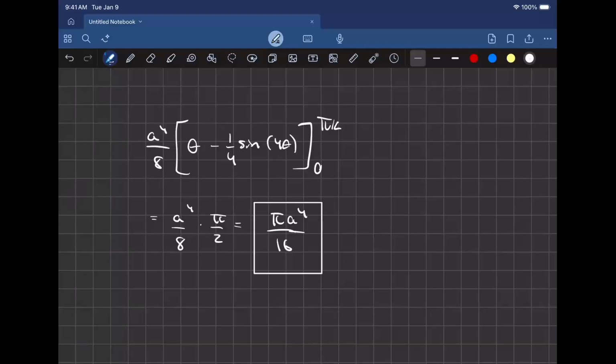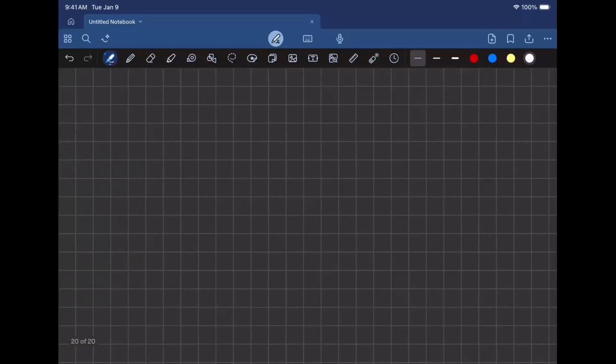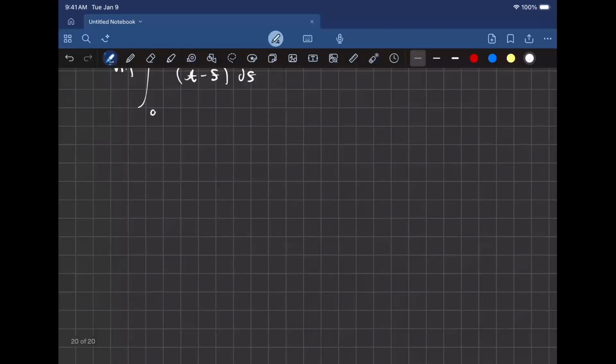All right, so that was M, so let's do N. Letter N, integral 0 to t of t minus s squared ds. So let me expand this a little bit. So t minus s squared is just t squared minus 2ts plus s squared.